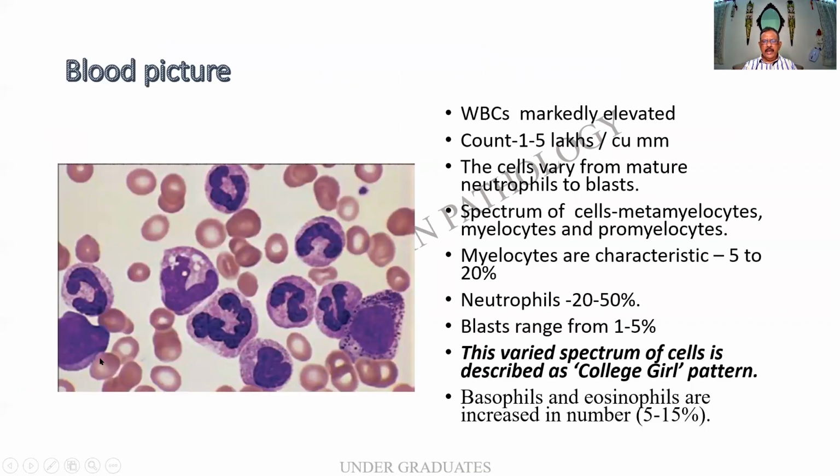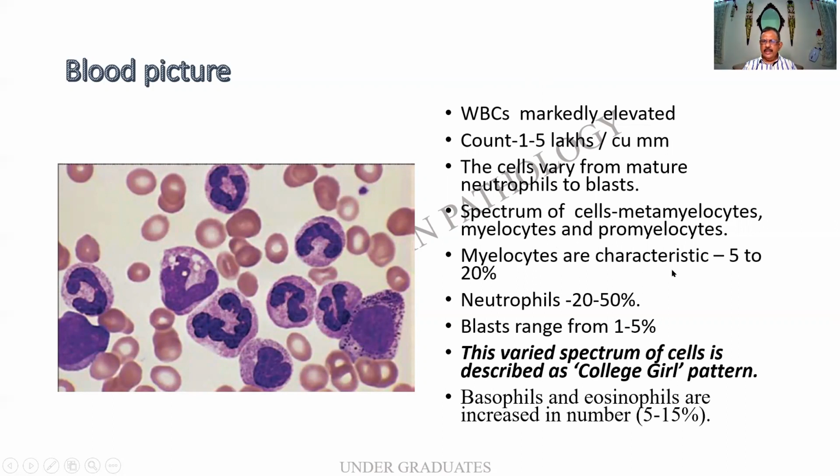The blood picture, as I told you, how can we describe it? RBCs are normocytic, normochromic. WBCs are markedly elevated. The count can vary from 1 to 5 lakhs per cubic millimeter. The cells vary from mature neutrophils to blasts. And there is a spectrum of cells, namely metamyelocytes, myelocytes, and promyelocytes.